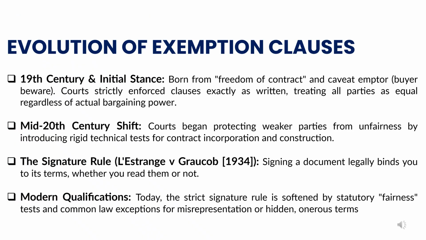To understand exclusion clauses properly, it helps to look at how they developed over time. Their origins can be traced back to the 19th century, during a period when the principle of freedom of contract dominated contract law. Courts believed that parties entering contracts were equal and free to negotiate whatever terms they wished, regardless of differences in bargaining power. Because of this approach, the early judicial attitude strongly favored enforcing contracts exactly as they were written.